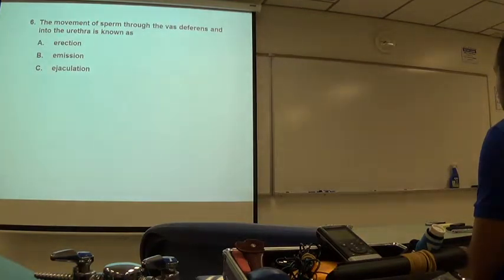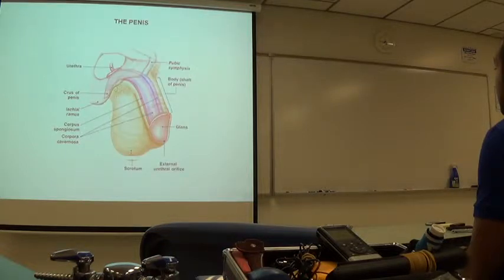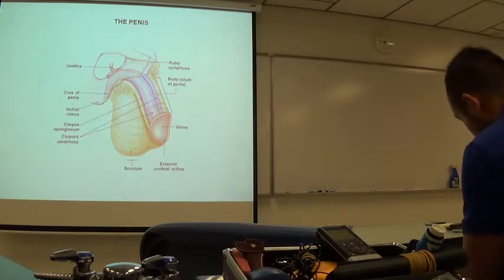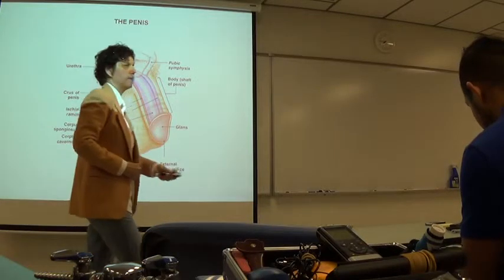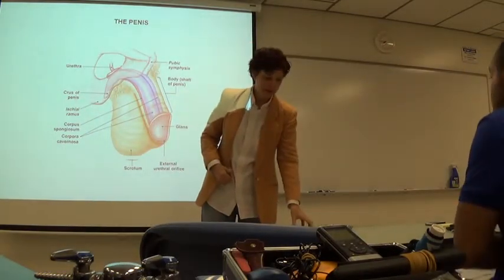All right, so movement of sperm through the vas deferens and into the urethra would be, I just told you, emission. All right. So this first diagram of the penis is probably the most confusing, but it's one that many textbooks use.